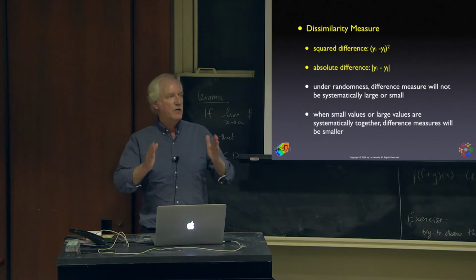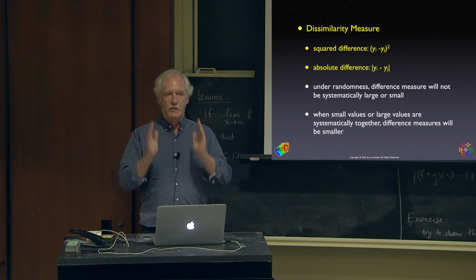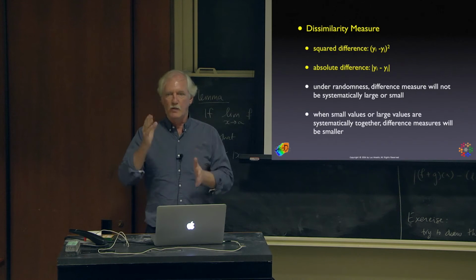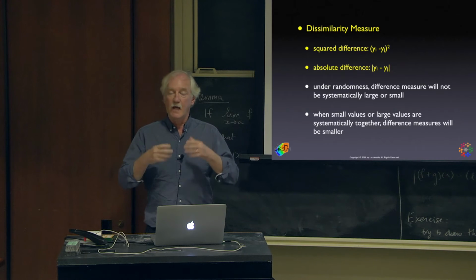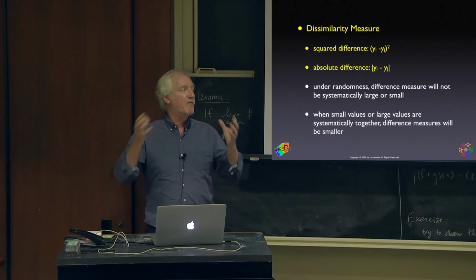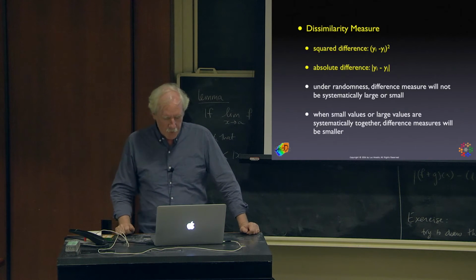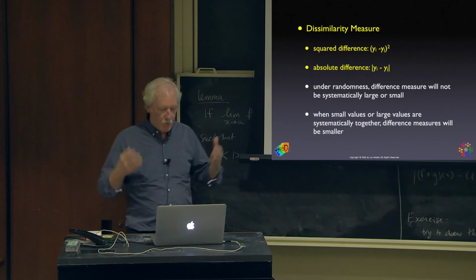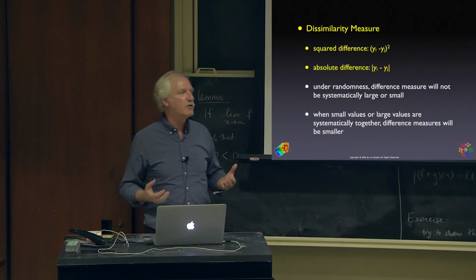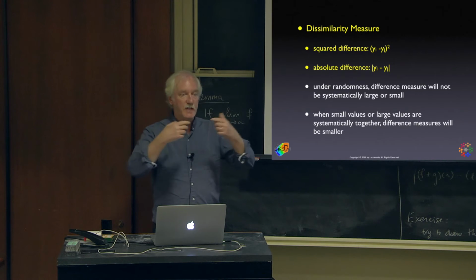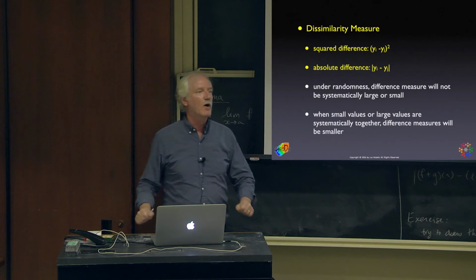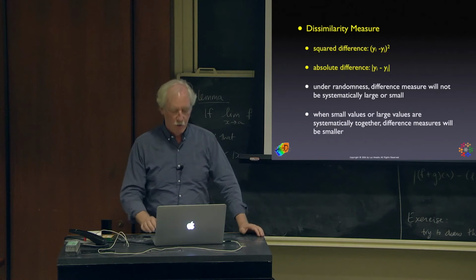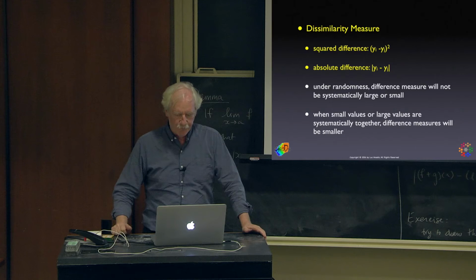So they both measure the difference between the same variable at two locations. One takes the absolute value, so it doesn't matter which one is larger or smaller. The other one squares it, and again, it doesn't matter which one is smaller or larger, but it amplifies the difference by squaring it. So again, same logic. Under randomness, random matching, there would not be systematically large or small values, but if all the similar large values are together, you will have very small square differences, and the other way around. If the dissimilar ones are together, you will have very large square differences. So that's the first part.